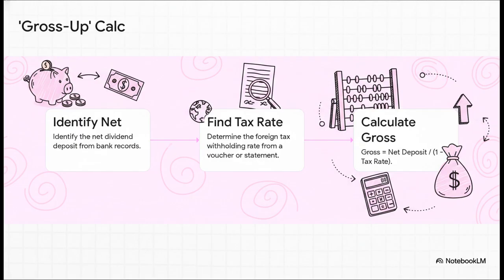You start with the net cash that actually hit the bank account. Then you find the withholding tax rate on the foreign statement, and then you just plug those into the formula. Gross dividend equals the net deposit divided by 1 minus the tax rate. That gross number is the correct amount of income to report.